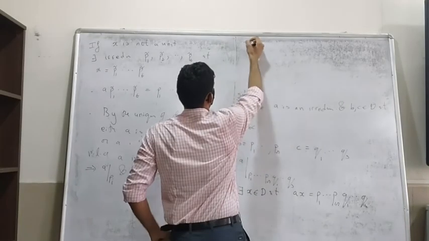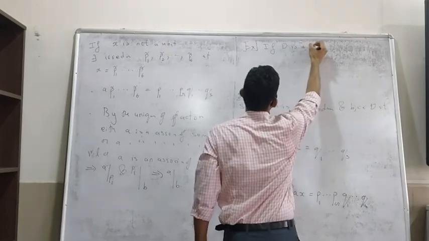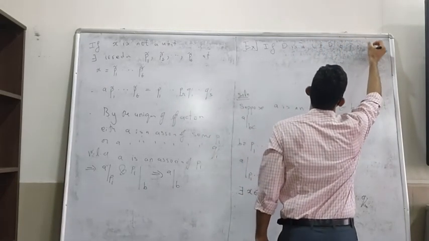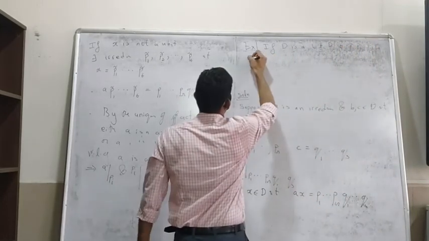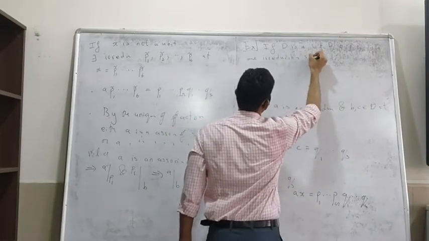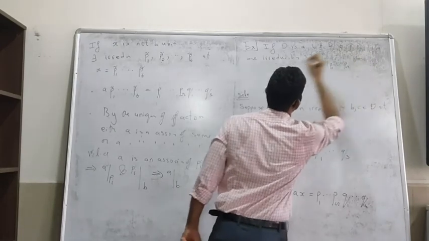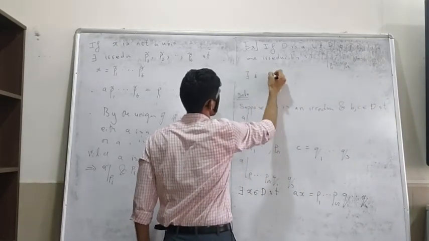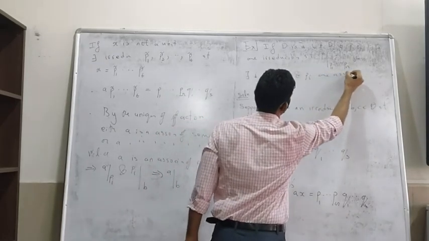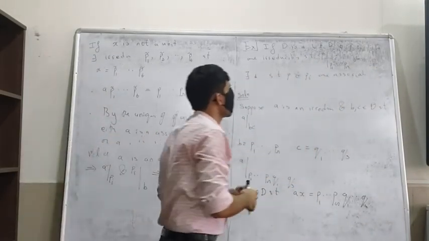So, if D is a UFD and P, P1 up to Pr are irreducibles such that P divides P1 up to Pr, then there exists an i such that P and Pi are associates. So you can prove this. It's a copy of this proof.